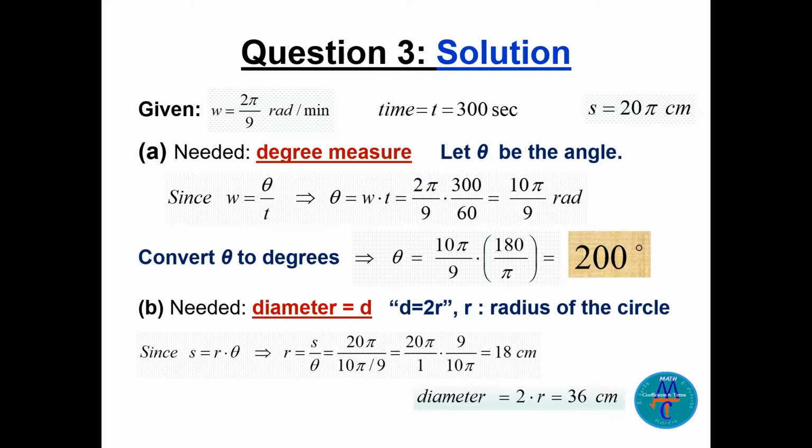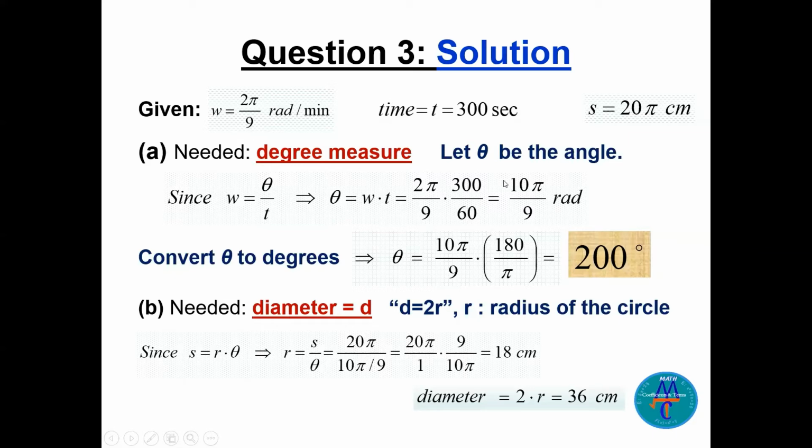In the first part, we have to find the degree measure of the angle. Let theta be the angle. So we know the formula: W equals theta over time. Cross multiply here. We get theta equals W times time, 2 pi over 9. This is radians per minute. So we convert 300 seconds into minutes. So we divide by 60.